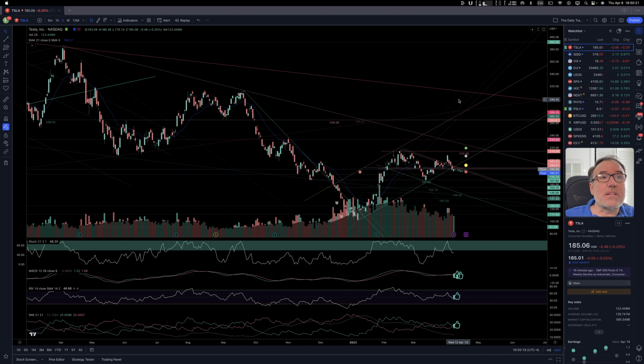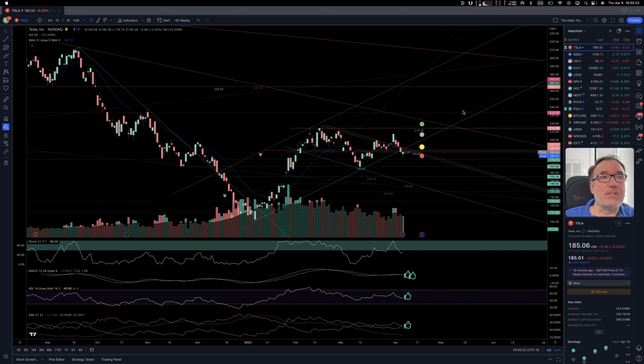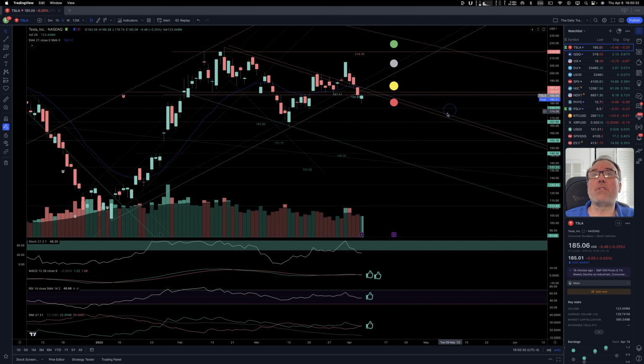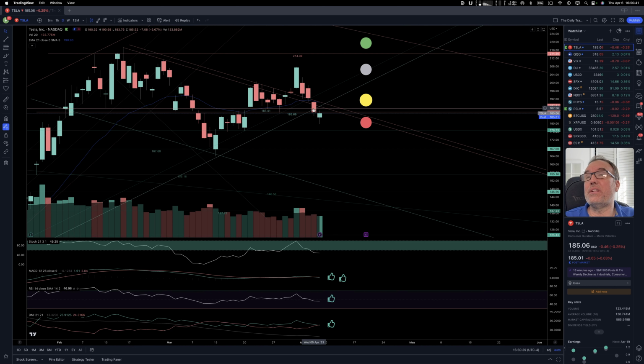So Tesla is down 46 cents today, 0.25%, closed at 185.06. Post-market, we seem to be down by a further 6 cents. So let's look at what we have here on the chart. Yesterday, we closed at 185.52, and we have a support at 185.69. We were below the support by 17 cents. 17 cents is not a lot.